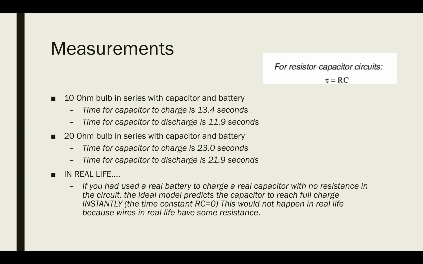If you charge the capacitor with a battery in the CCK, it charges instantly. You can relate this to the RC time constant. Since R equals 0 in the ideal model with no resistors or bulbs, it should take 0 seconds for the capacitor to charge. In real life, wires themselves have some resistance, even if small, so the capacitor would then take some time to charge.